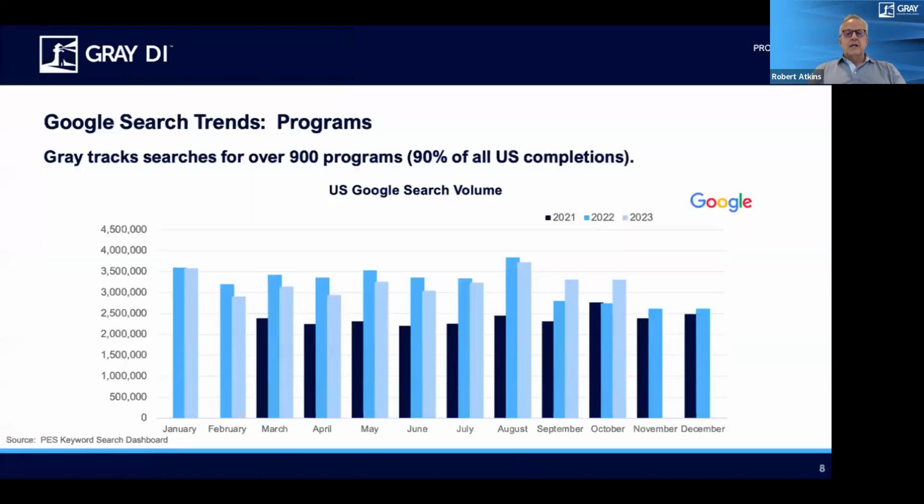Let's start with leading indicators and see what Google's telling us. First things first, how do you read this chart? Well, the dark blue bar in the back is 2021 results. The medium blue bar is 2022, and the light blue bar is 2023. So what we want to see is a pattern, as we saw in September, where 21 is less than 22, is less than 23, which would be ideal.